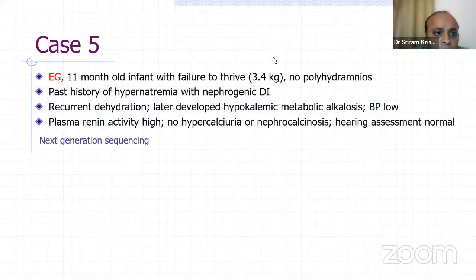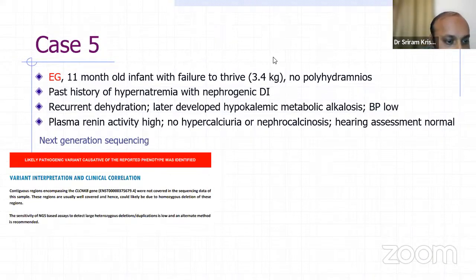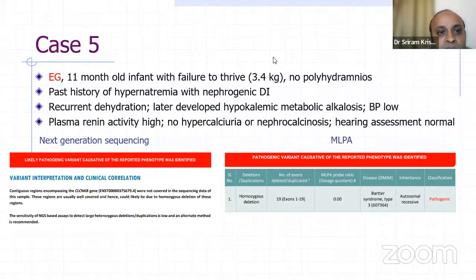Hearing assessment was normal. When a next generation sequencing was done, they could not be very certain about what it is, but the information that we got was that it appears to be a large deletion and therefore it has not been picked up on the NGS. Ultimately, we did an MLPA and the MLPA suggested a homozygous deletion. So a large deletion in Bartter, this is actually a type 3 Bartter.